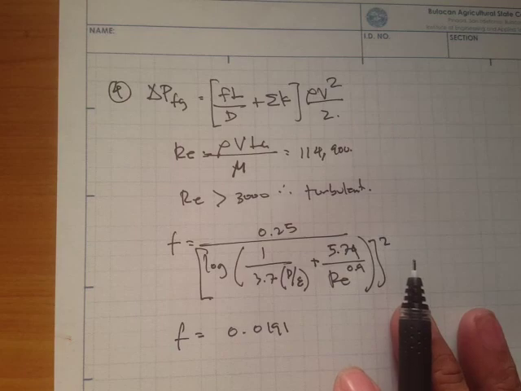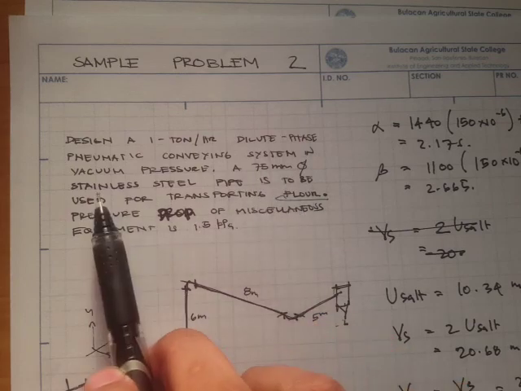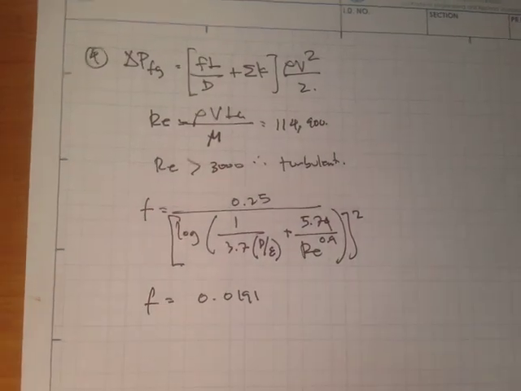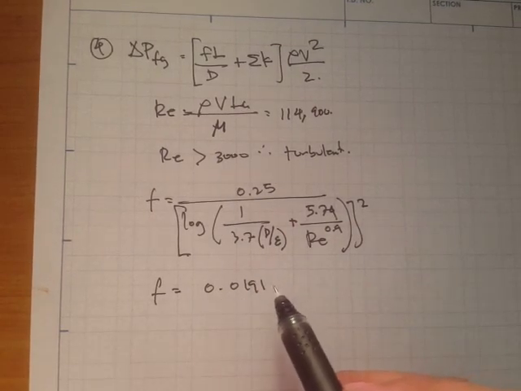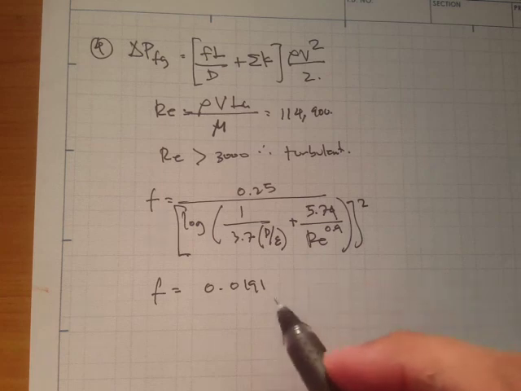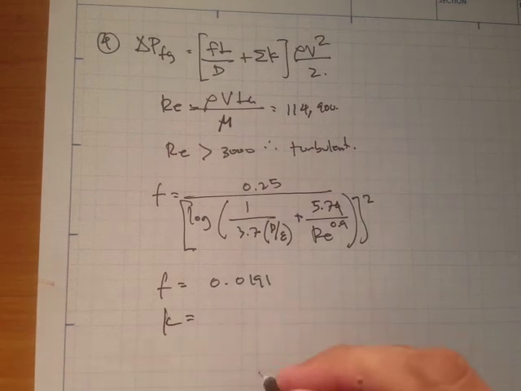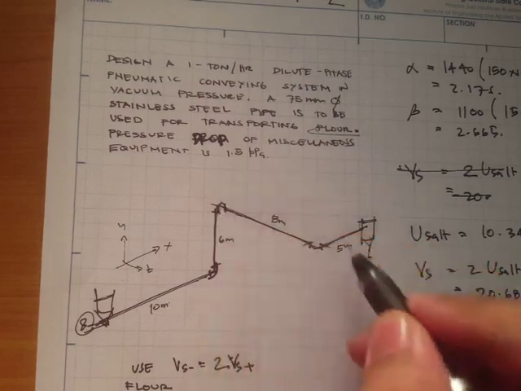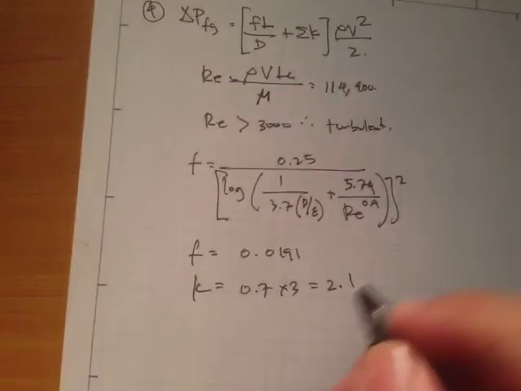Since what's given to us is the diameter and also the material, stainless steel pipe, you can just use the value of steel. Although there's no specific value for stainless steel, for design purposes we can just use the value of steel. So f is 0.0191, and for the K values, let's just assume a 90 degree long bend, which is 0.7, times the number of bends. We have 1, 2, and 3. So 0.7 times 3 is equal to 2.1.